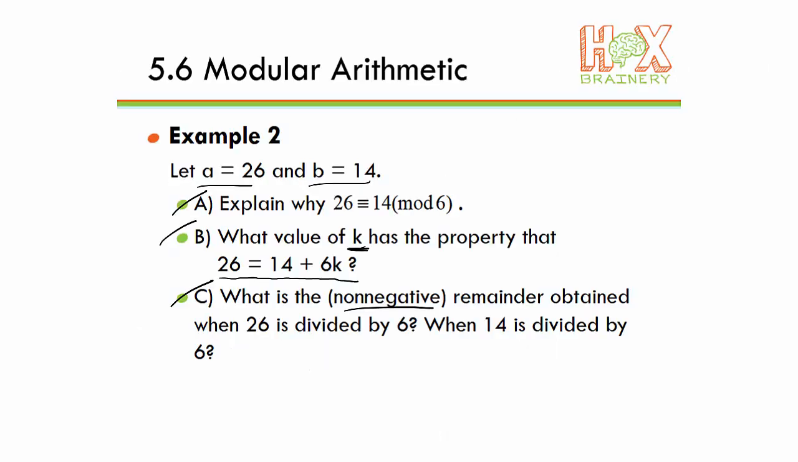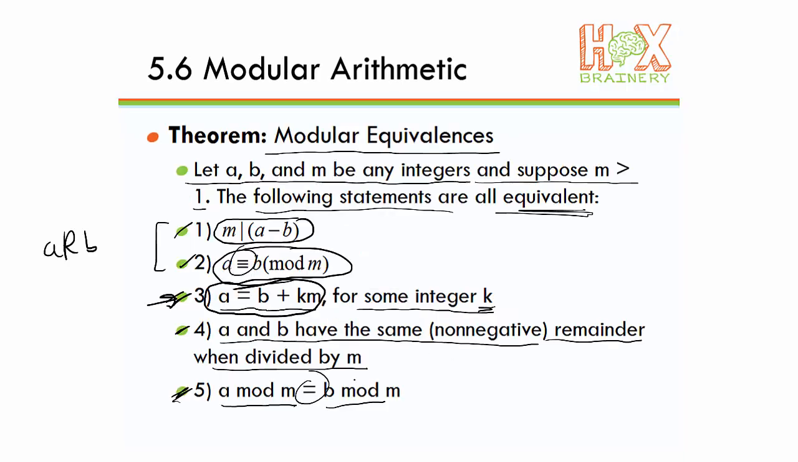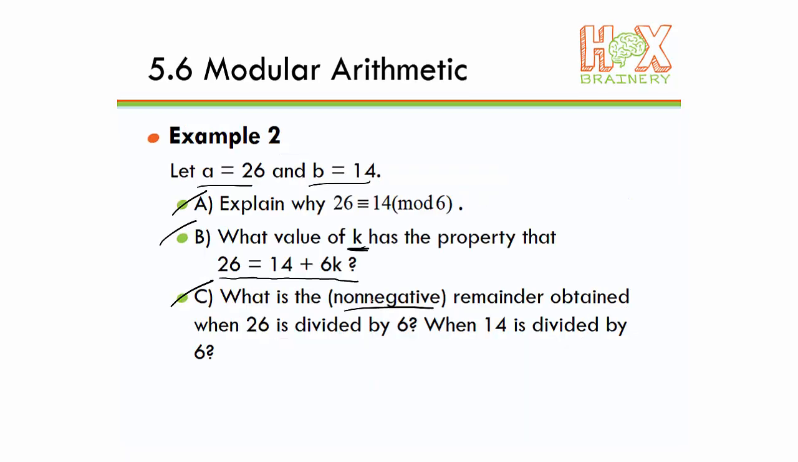I don't have a part D here, but you can also think of it this way too. Part C was number 4 here. You can also rewrite it this way: a mod m is equal to b mod m. So you can write that 26 mod 6 is equal to 14 mod 6. That's another way of writing it.